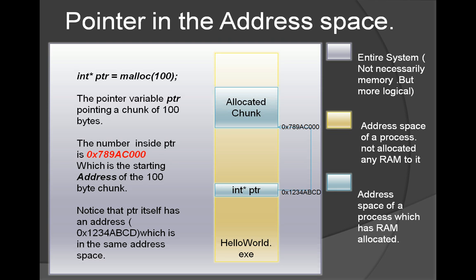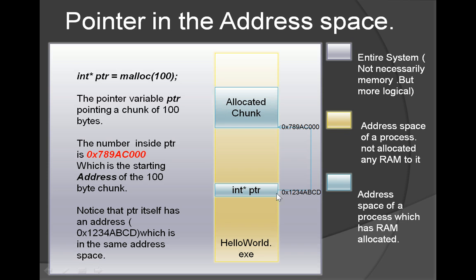They are more intuitive. Here is a pictorial representation of the program we have just seen. Instead of ampersand A, the function I am using is malloc(100). It is pretty much like ampersand A from a syntax standpoint. So we have the entire address space for helloworld.exe, which is a 4GB address space. Inside that 4GB address space, we have an integer pointer called ptr. The value inside ptr is 789A C000.